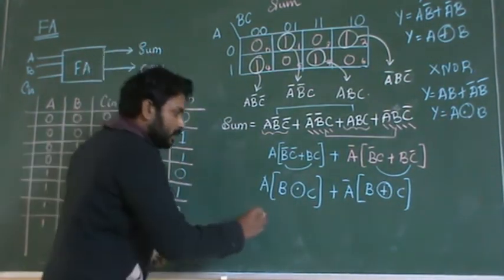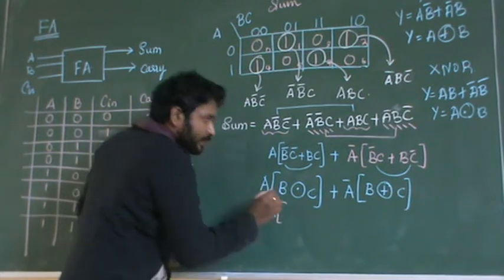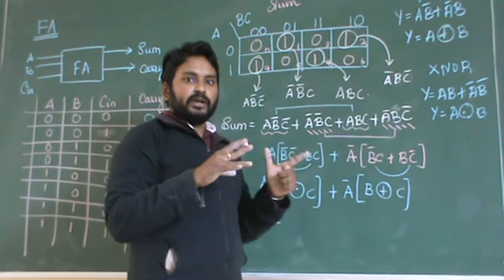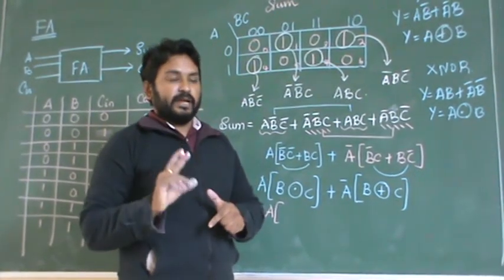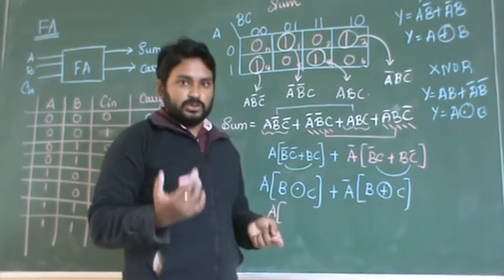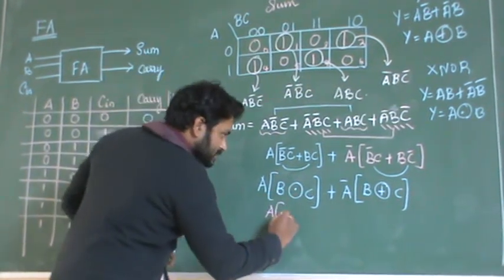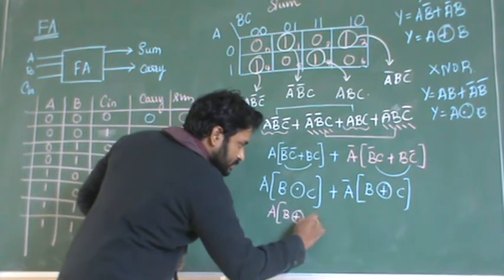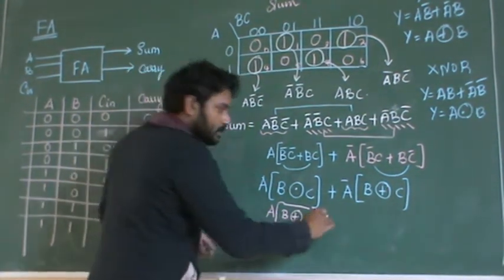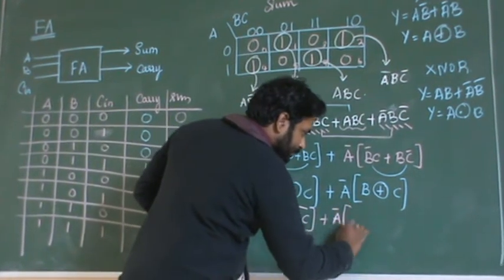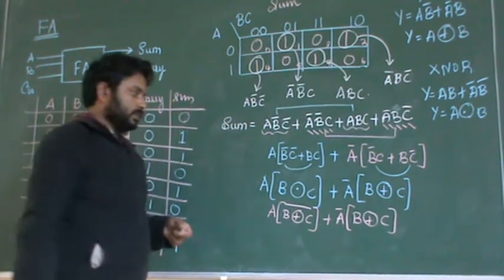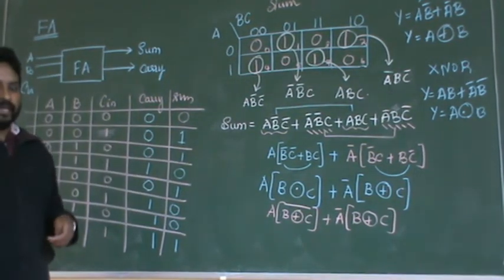And one more thing I can write is A into XNOR. What does that mean? If you give the complement for XOR, you will get XNOR. I repeat once again: if you give a complement for XOR, you will get XNOR. So now can I write it like this? B XOR C, the whole complement. Can I write this as, plus A bar B XOR C. So this is the expression that you are getting.